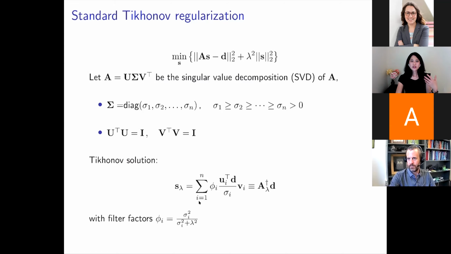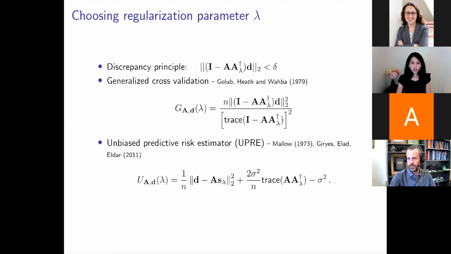The classic approaches for choosing the regularization parameter go back to simple things like the discrepancy principle, where you say, I assume I know something about my noise. Maybe I know the noise level or the type of noise that I have in my data. And so I'm going to choose a regularization parameter lambda such that, say, my residual norm is something close to the noise in my data.